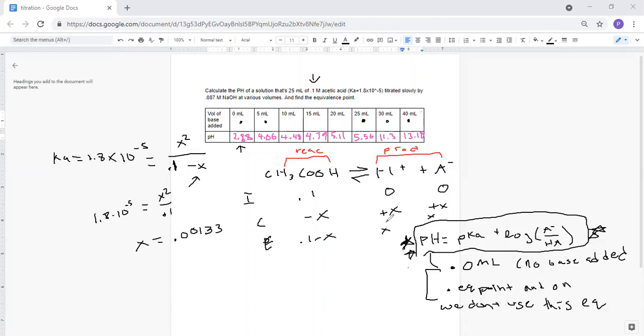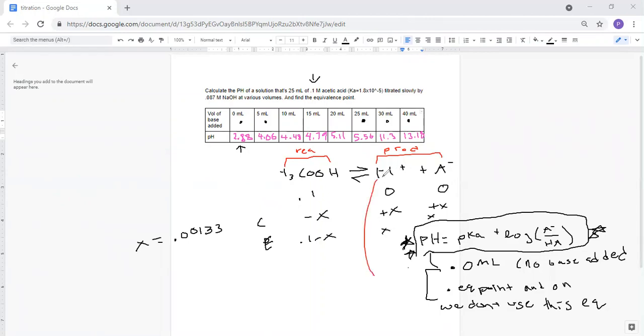So X times X, X squared, 0.1 minus X goes down here. So that's just kind of how that works. I'm going to get rid of this stuff and just take the negative log of our X, because our X, as you can see right here from our ice table, is going to be our H plus concentration. And we found our X to be 0.00133, so we can just take the negative log to find pH.